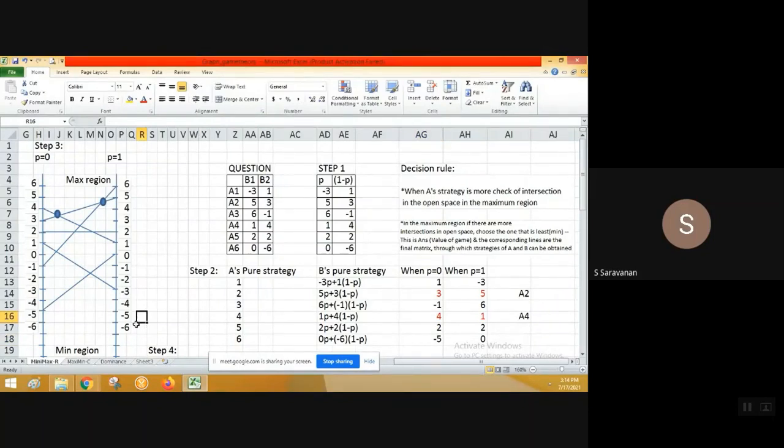You need to draw two lines. One is for when p equal to 0 and the other is when p is equal to 1. The coordinates that I have here range from minus 5 to 6. Even with a scale you can draw, 1 centimeter apart, from minus 5 to 6, two lines: one for p equal to 0 and one for p equal to 1.